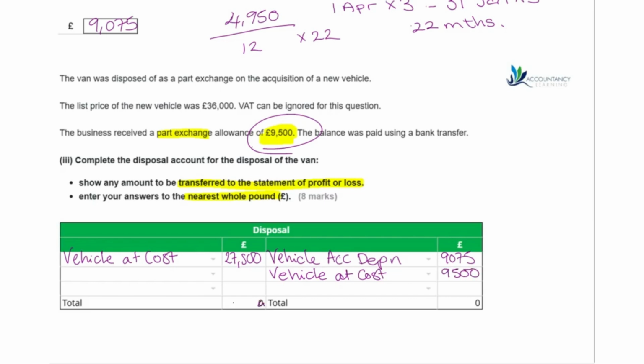Now in the exam, these would have auto summed and our debits would be higher than our credits. So our balancing figure, our transfer to the statement of profit or loss will be on the credit side of 8,925.